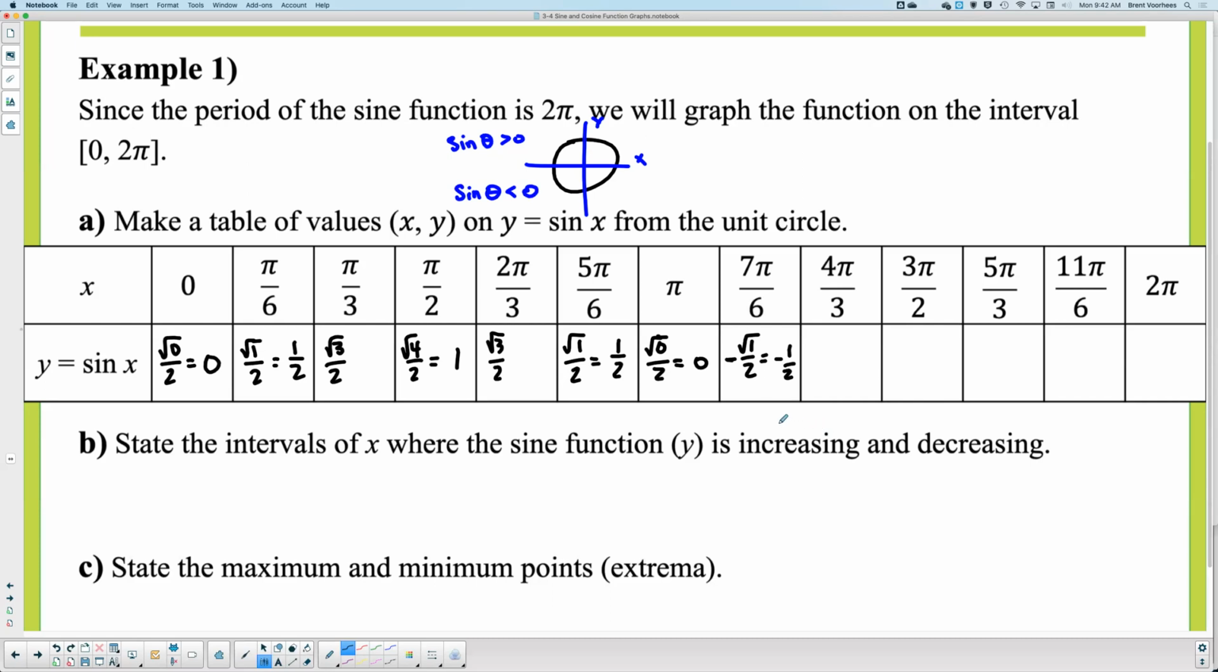Your turn. 4 pi over 3. Which finger is that? Index. Bend it, flip it. How many Y's do you have there? And again, we're in the third quadrant, so we need to be negative. So it's negative square root of 3 over 2, which does not reduce. Okay, what about 3 pi over 2?